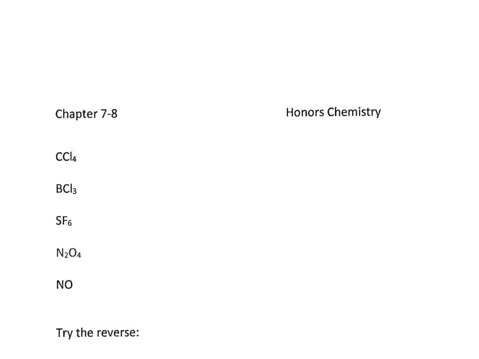So when I'm naming this first one, CCl4, I'm just going to start by saying carbon. I'm not going to say monocarbon. There's no need to say mono for the first element. So I'm just going to say carbon, and now there are 4 chlorines there, so I'm going to call this tetrachloride. Carbon tetrachloride.